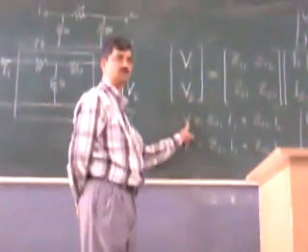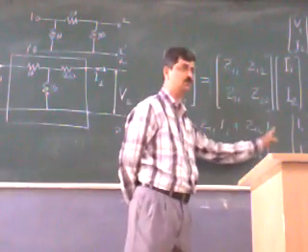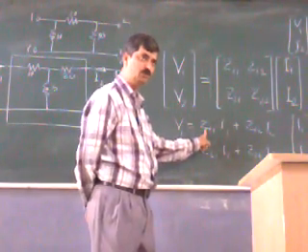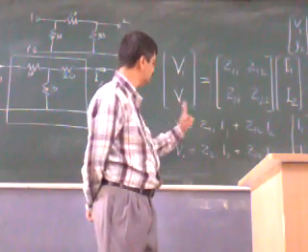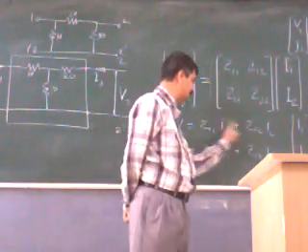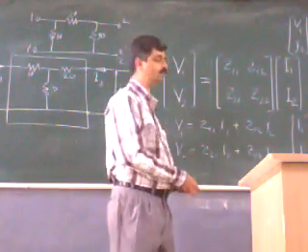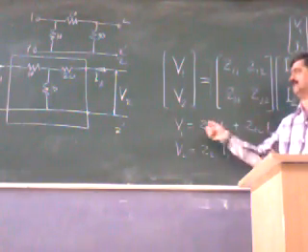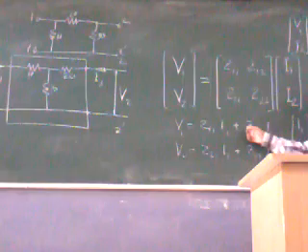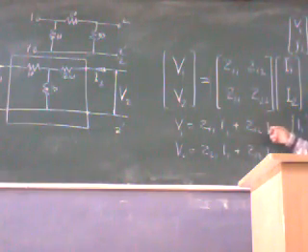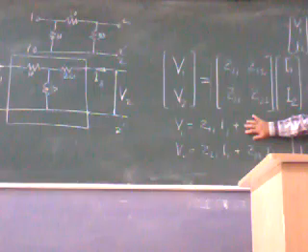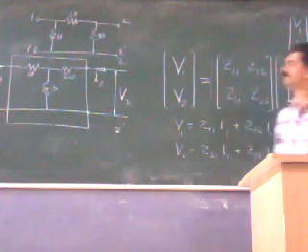V1 is equal to Z11 I1 plus Z12 I2. If you want to find Z11, what will you do? It's an equation in which we have two variables, or what we can say two parameters. When we want to find one parameter, I should nullify the effect of the other. How can I do that? If I put I2 equal to 0, then Z11 is the ratio of V1 upon I1. So what will I do?